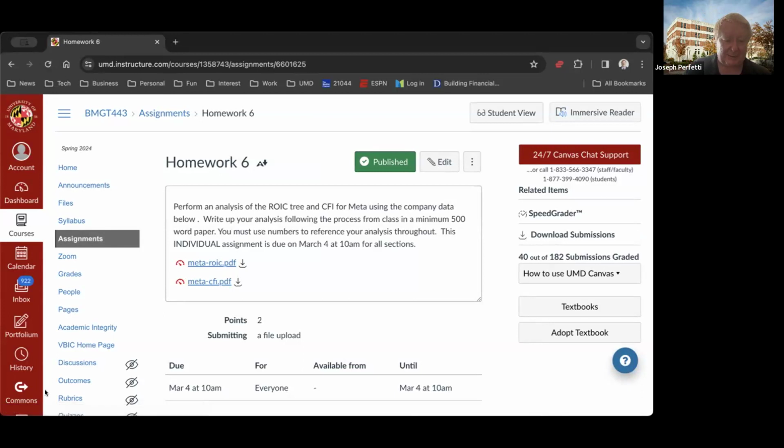In terms of the Meta assignment, go ahead and open it up on my file folder rather than in class. I'll stop the share. Start out with the Meta ROIC. All right, sharing the Zoom.